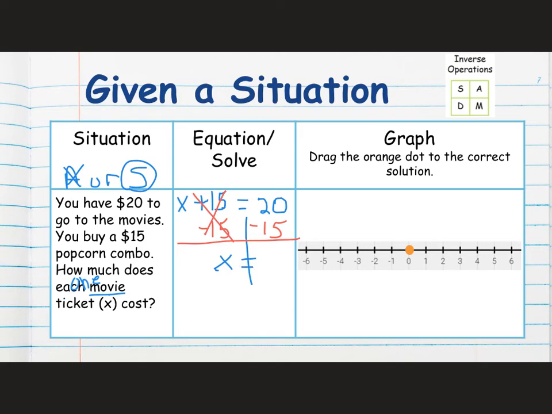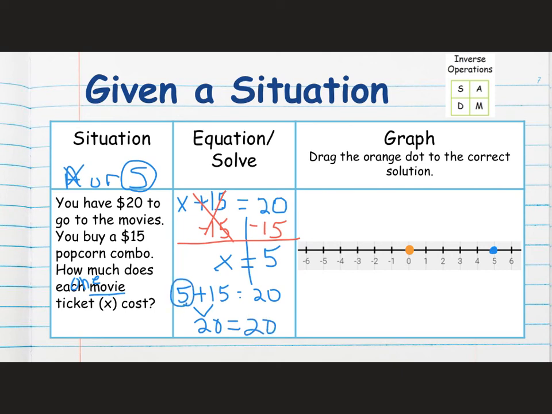So how much does a movie ticket cost? Well, 20 minus 15 is equal to 5. And I would graph my equation solution. The solution of 5 is what makes this correct. Once again, I can always check the solution of 5 by adding it to 15 to see if I get 20. When I add that, I do get 20 equals 20, since that's what I was limited to spend.